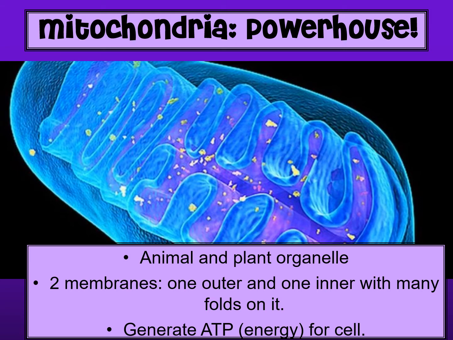The structure of the mitochondria is pretty unique. It's actually double membrane, just like you're going to see in the chloroplast. There's an outer membrane of the mitochondria, and then you'll see there's also an inner membrane, and the inner membrane is folded into these little things we call cristae.